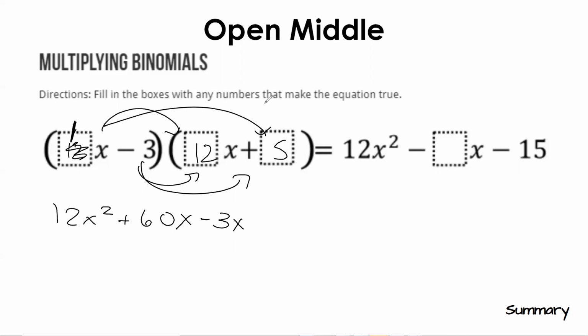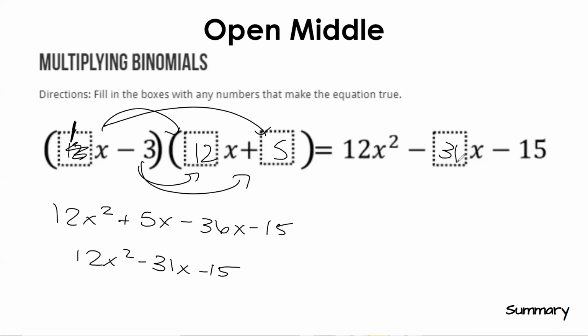Gotcha. Okay, so Amy said we had to do it this way. Following what she said, that's going to give us 5x minus 36x minus 15. When we simplify that, that's going to give us 12x squared minus 31x minus 15. I could put in a 31 right here. That would work as well. Okay, there's a couple different answers for that.